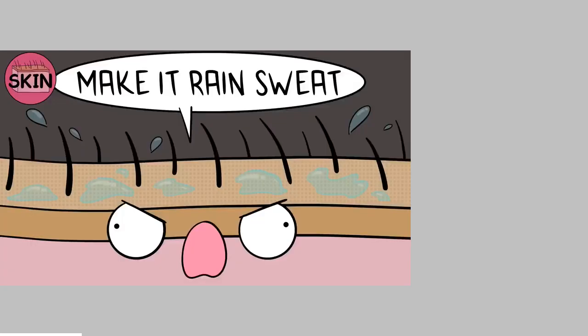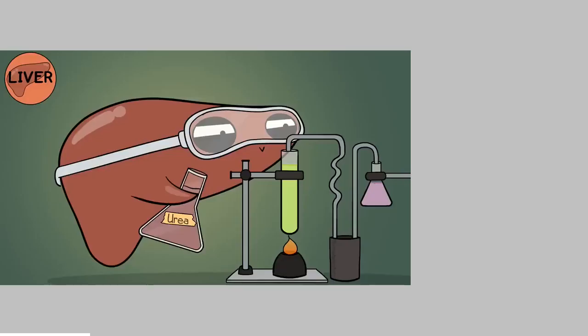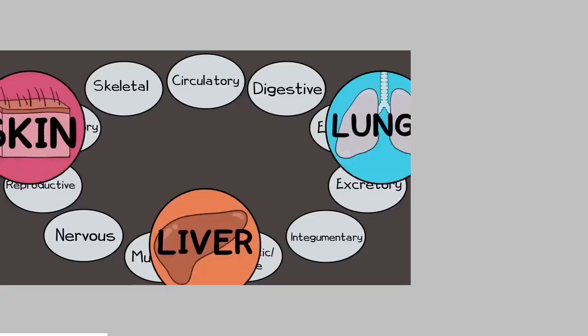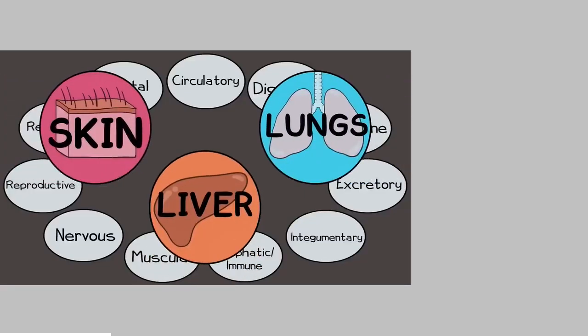The skin, which can excrete water and substances. The liver, highly involved in detoxification and produces urea. More on urea later. The lungs, which excrete the gas waste carbon dioxide. And those organs are also involved in other systems. Remember, body systems don't work in isolation.